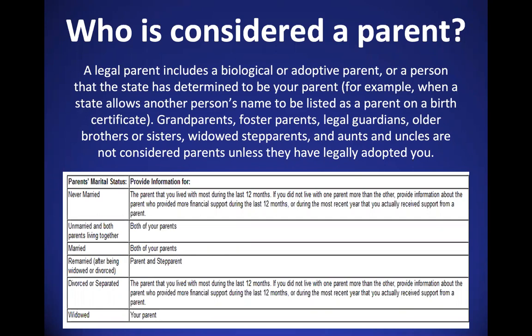And if you want to take a little picture of the box, it's just how to provide information for marital statuses. So it's definitely something I would recommend. If your parents are unmarried but both living together, you would be required to put both of their incomes on the FAFSA. Married is both incomes. Remarried after being divorced or widowed, you would have the parent and step parent. So definitely an important chart to keep for your records.